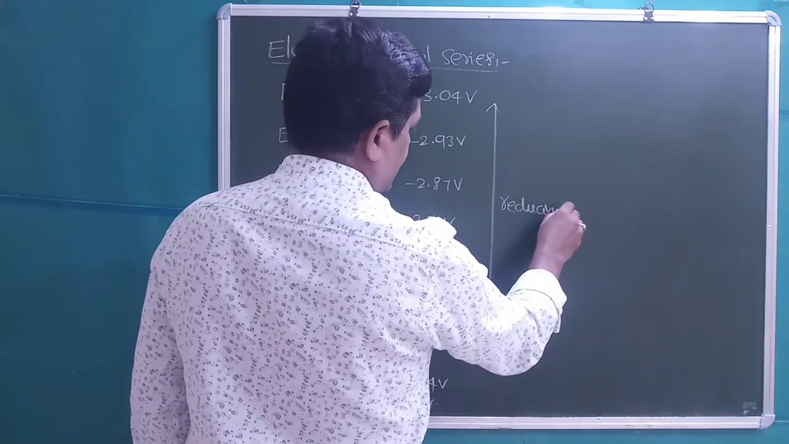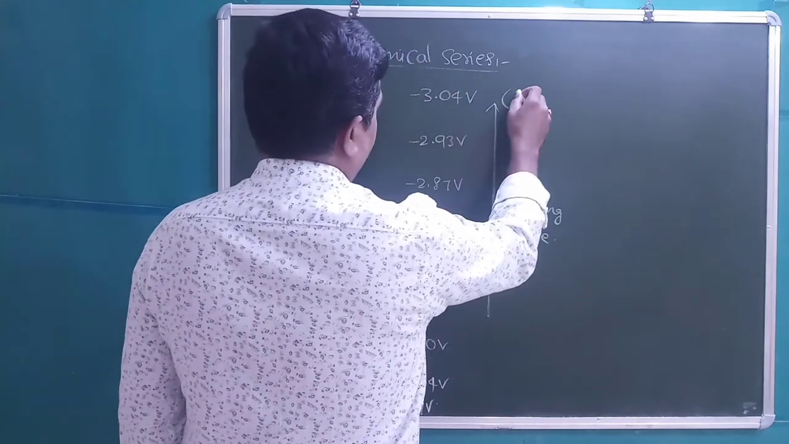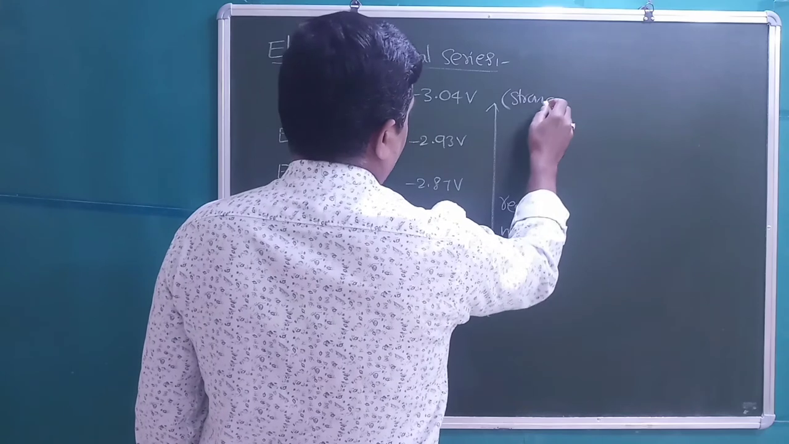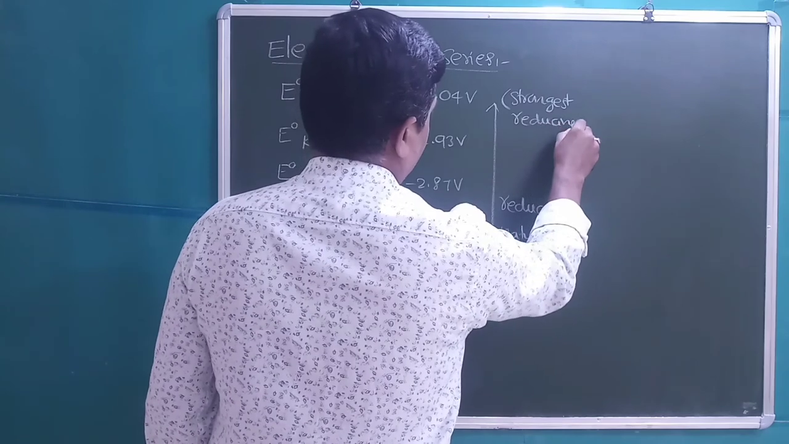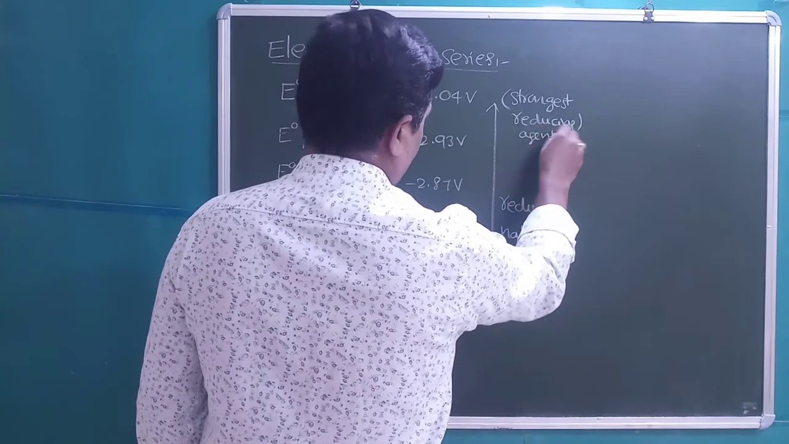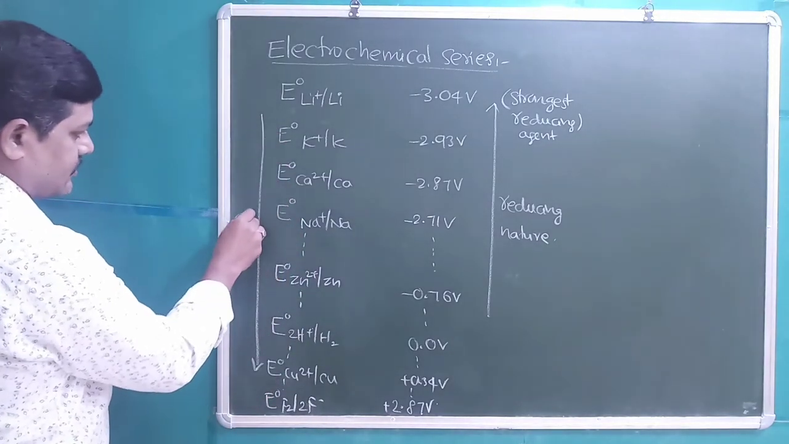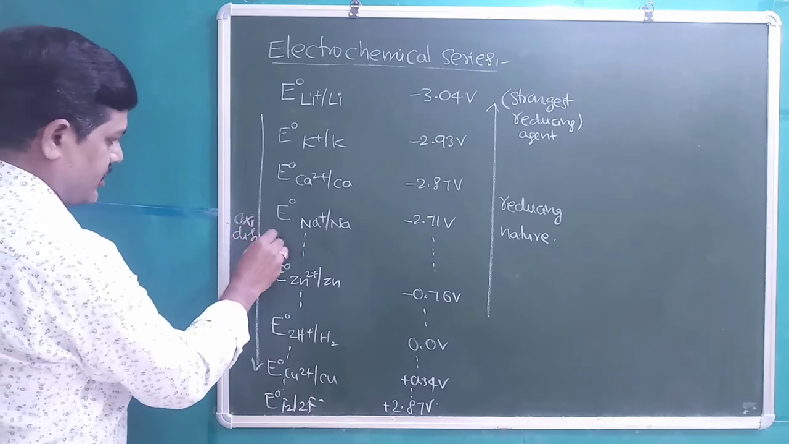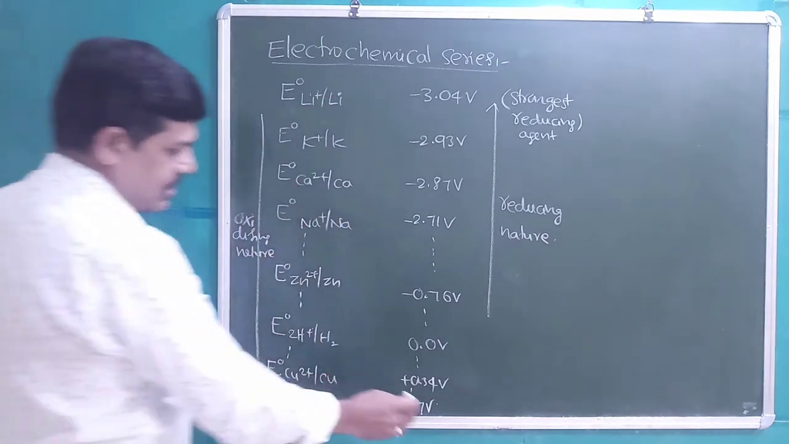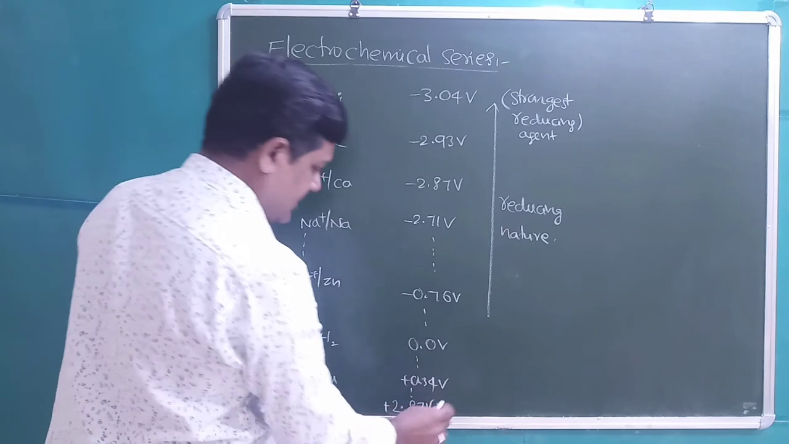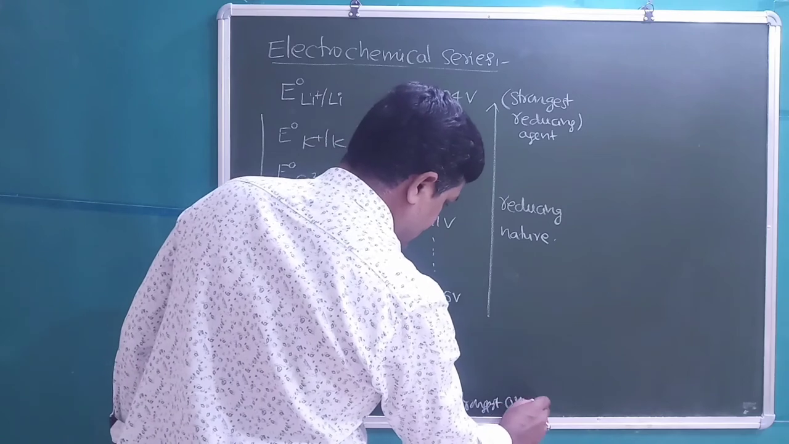Students, this indicates an increasing order of reducing nature in the opposite direction. So Li is the strongest reducing agent. Then this is an increasing order of oxidizing nature. So down this table or the column, the oxidizing nature increases. So in this, the strongest oxidizing agent is fluorine.